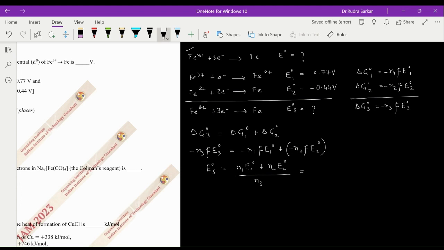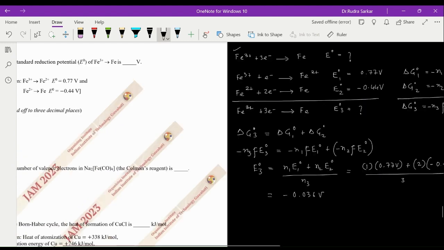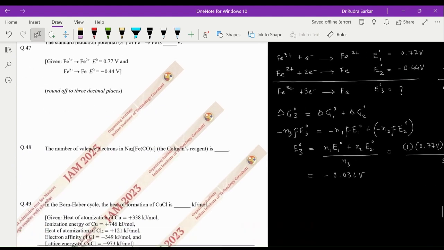And so now if we plug in the values, N1 is 1 electron, and that is going to be 1 times 0.77 volts plus N2 is 2 electrons, and E naught 2 is minus 0.44 volts, divided by 3, and the answer that we will be getting is going to be around minus 0.036 volts. Okay, so that should be our answer.